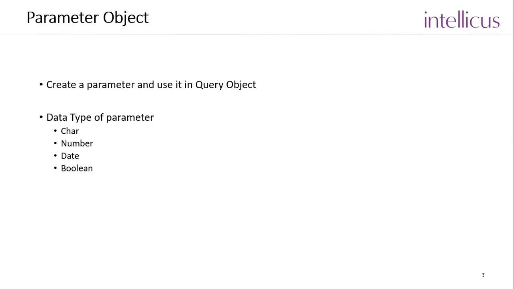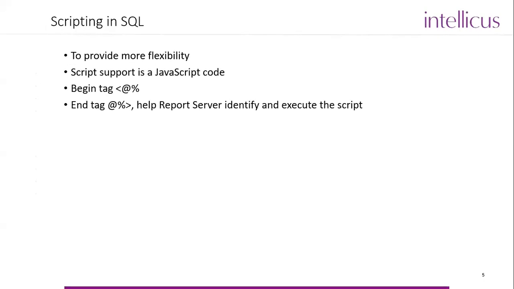There are different data types of the parameters like character, number, date, boolean. Parameter input type can be edit text, drop down, option, slider. Parameter can be multi-select, search, preview, linked parameter. So we will see all these type of parameter one by one through Intellicus screen. After that, we will be seeing how we can do the scripting.